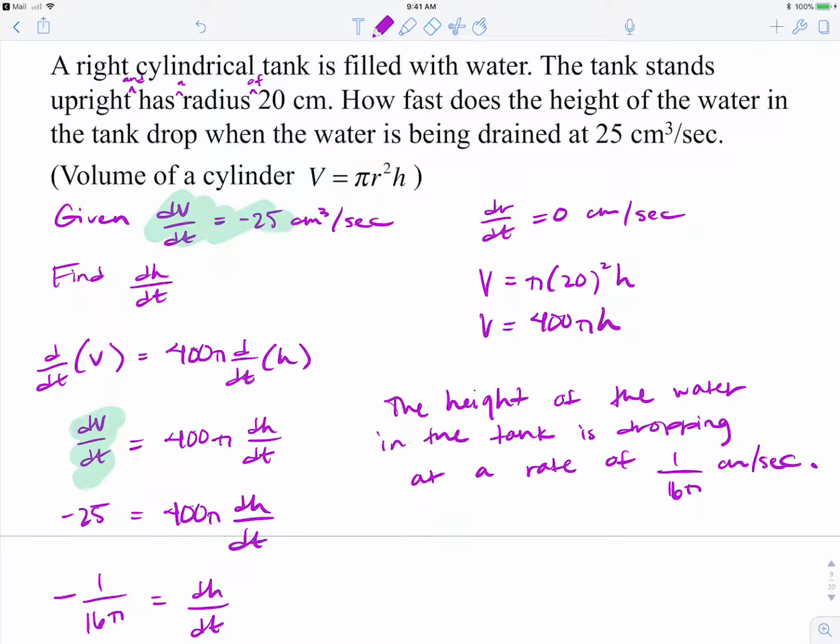Done. Because we're not given a specific time, that means that the volume is just draining out at a constant rate of 25 cubic centimeters per second, and therefore the height will be dropping at a constant rate of 1 over 16 pi centimeters per second.